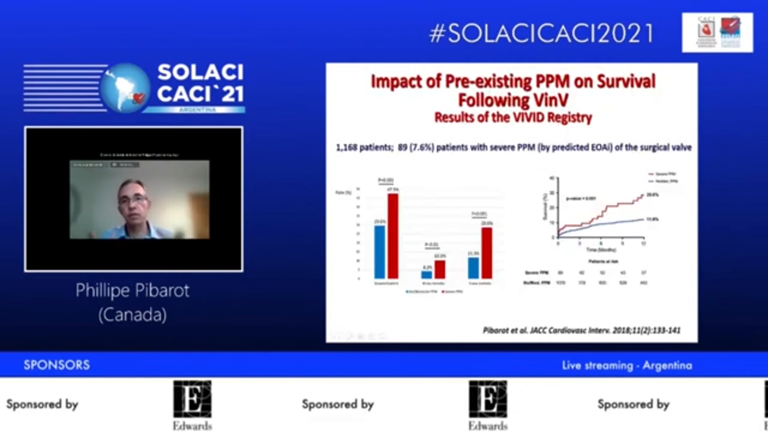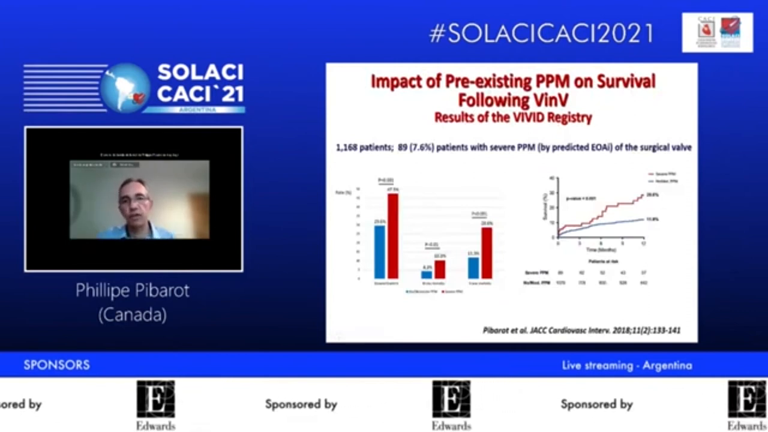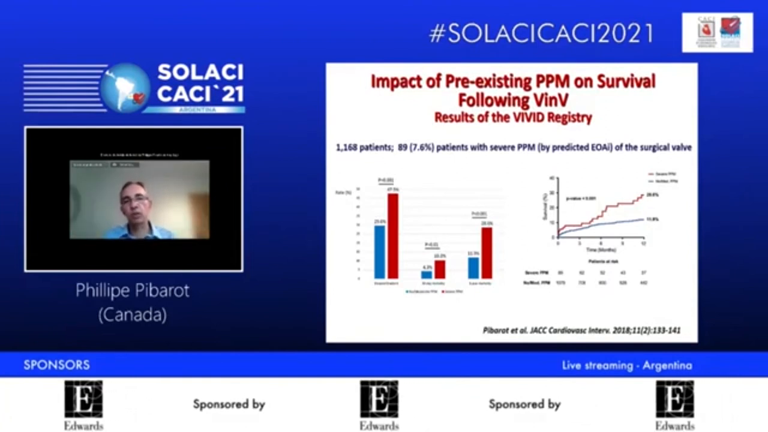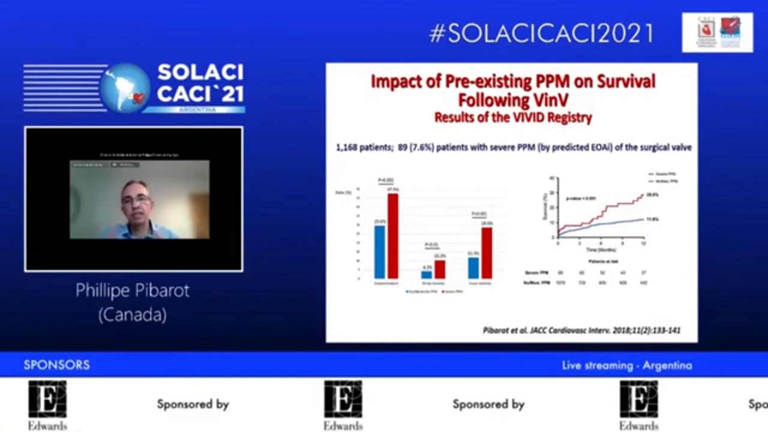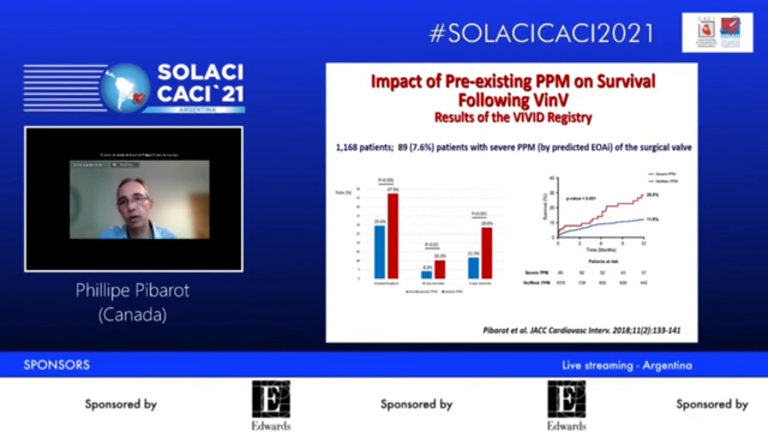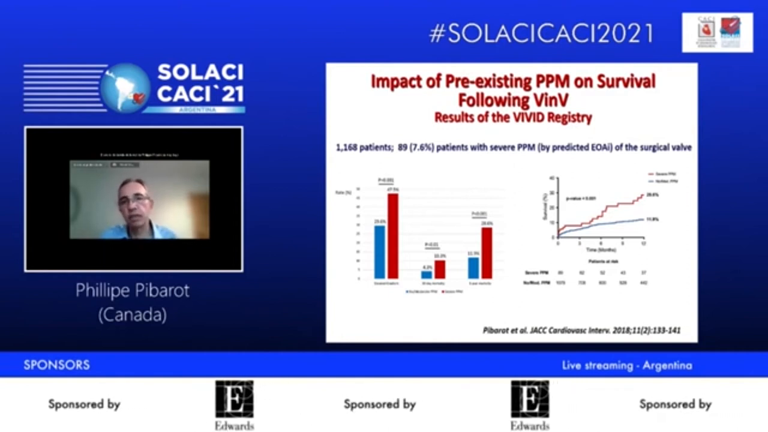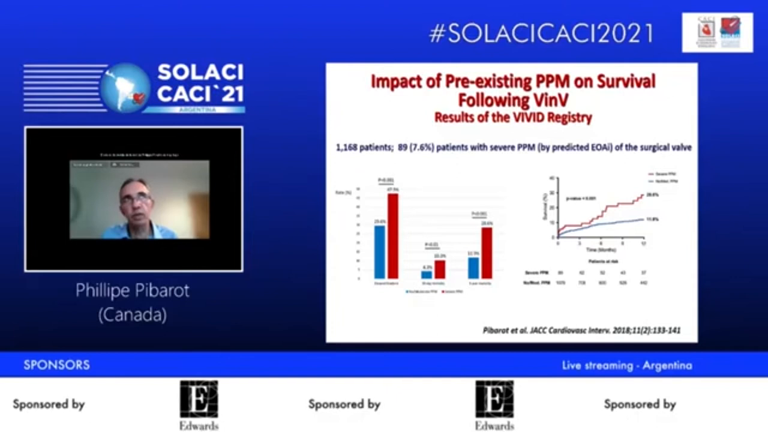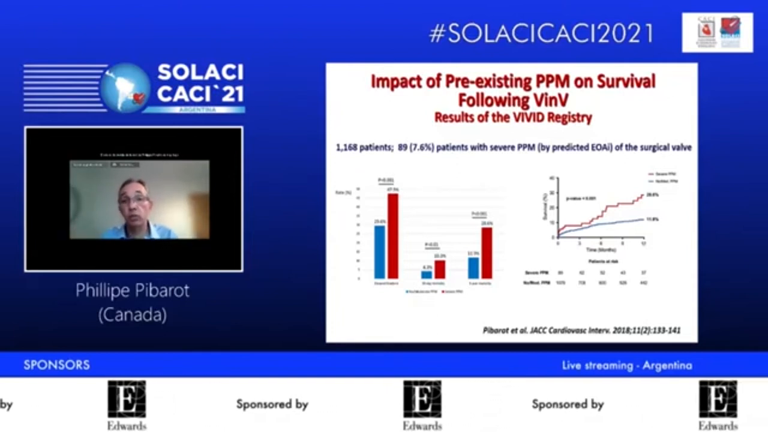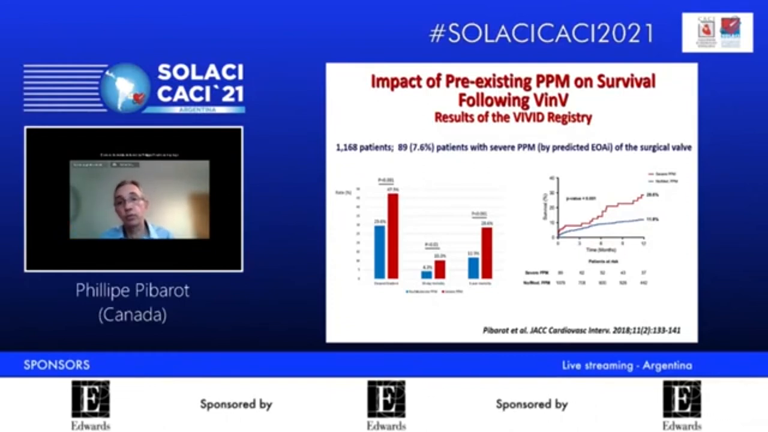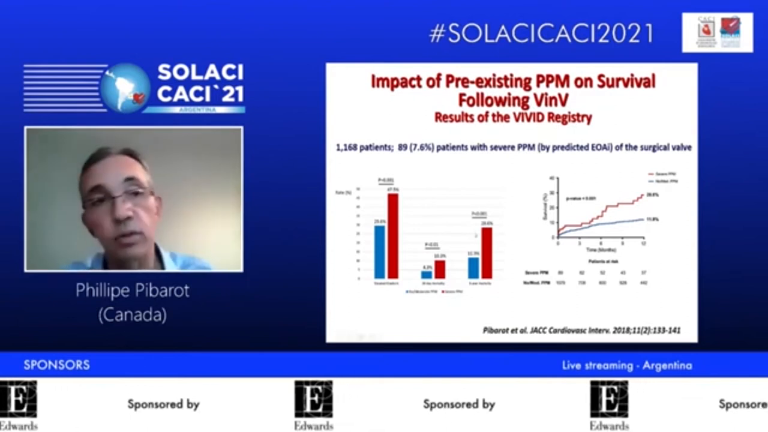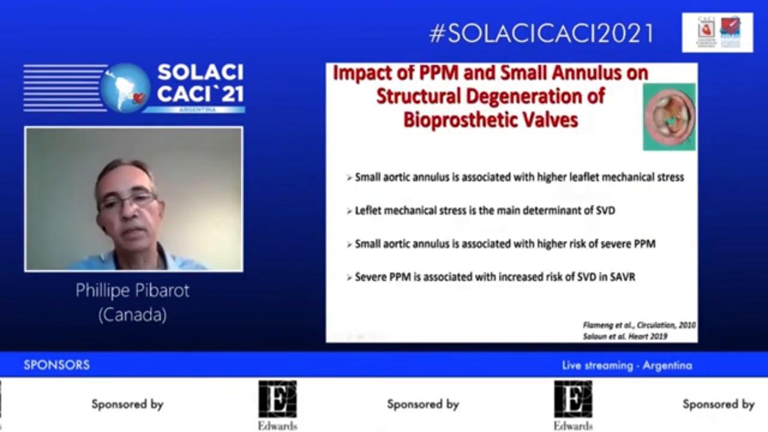The epitome of the small annulus, I would say, is of course the valve-in-valve in a failed surgical valve. And Adolfo already mentioned this study that we looked at in the VIVID registry, where we found that patients who had a pre-existing severe mismatch of the failed surgical bioprosthetic valve were at higher mortality. Because here, there is not much you can do. You are in a very hostile anatomic environment. You have a very small annulus to start with, and you do a valve-in-valve, you can only worsen the hemodynamic situation, and therefore the clinical situation.